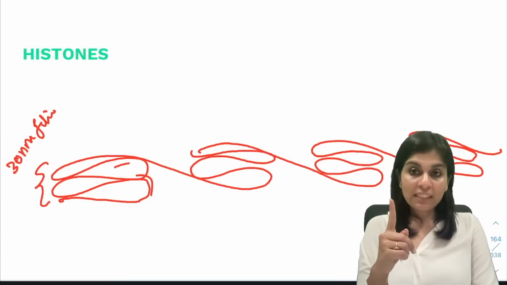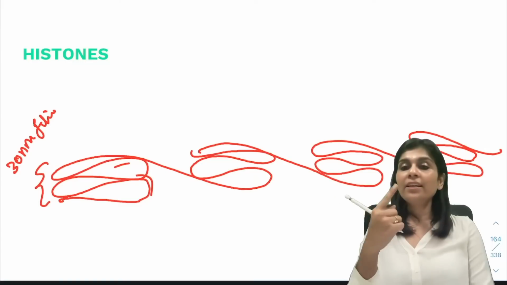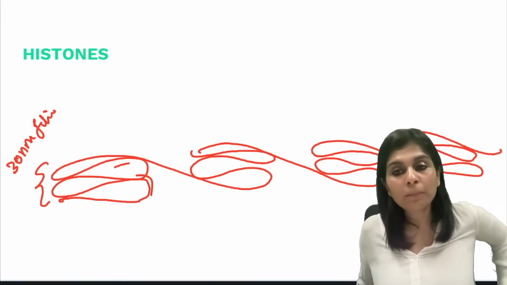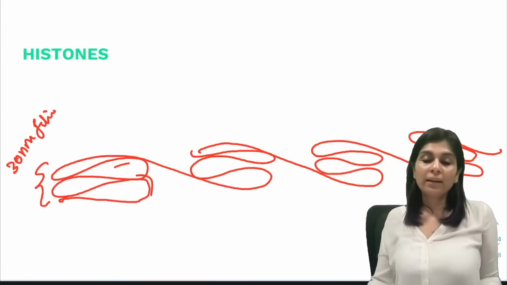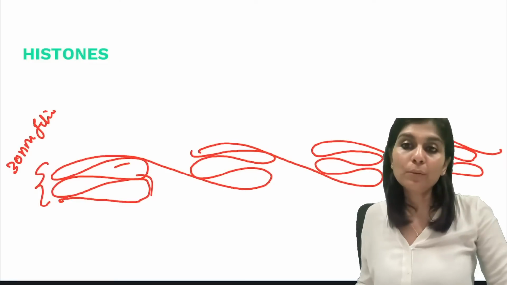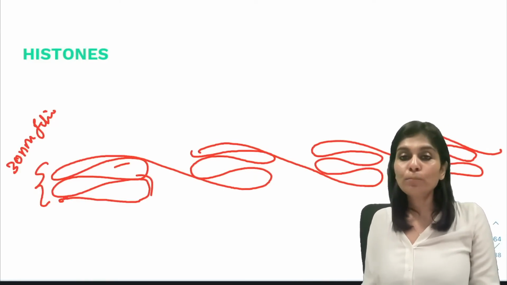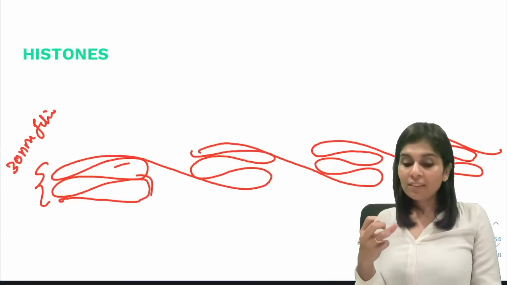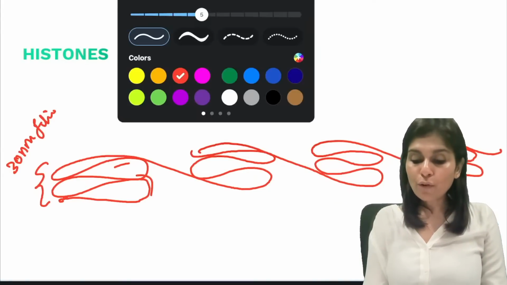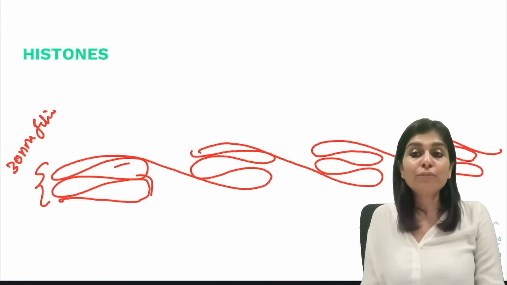Where do you get the first level of compactness? When the double-stranded DNA binds around histone octamer, you get the first level of compactness. You get the second level of compactness when the 10 nanometer fibril gets folded on itself to form 30 nanometer fibril. Now you take this 30 nanometer fibril and you form loops on chromosome scaffold.